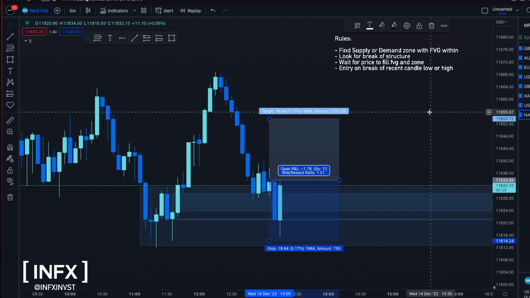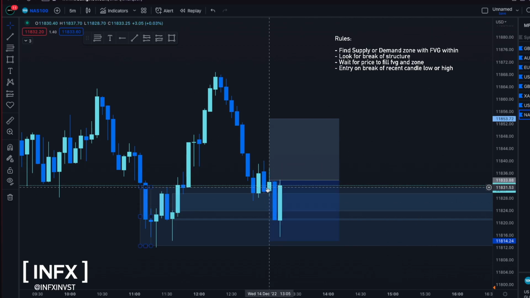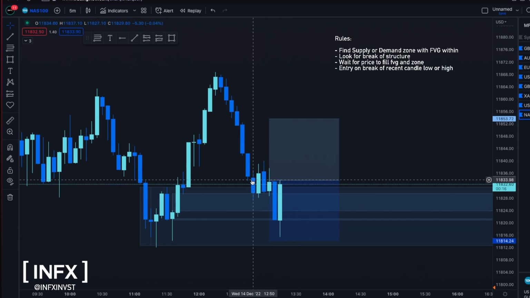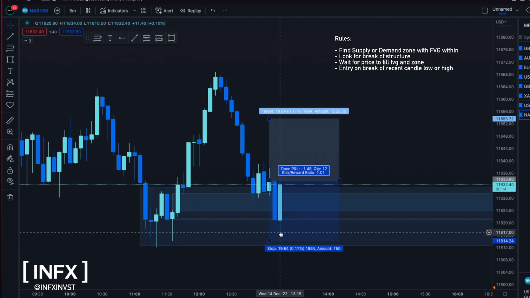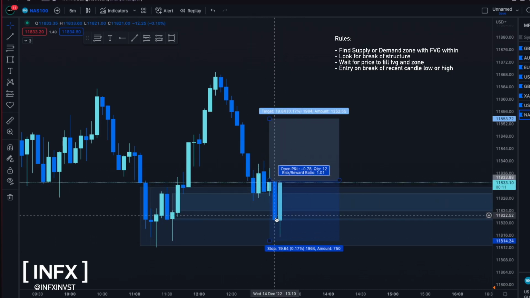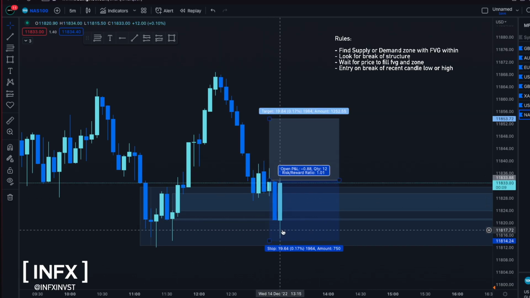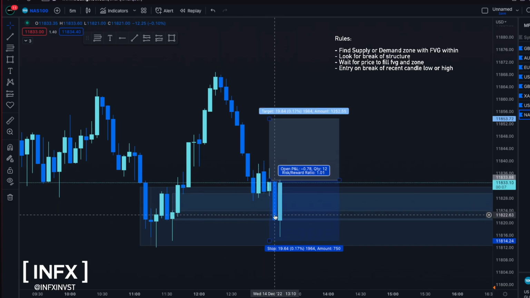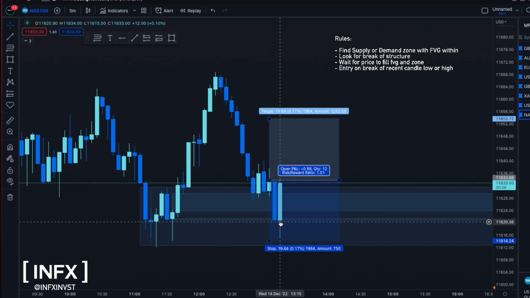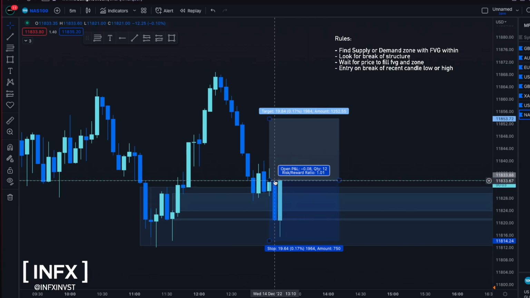Yes, so where was I? Sorry, getting distracted. So I now, instead of entering here and going through all this drawdown or potential stop out, I know that I want to wait for price to fill all the gaps in the zone, and then I have a better opportunity or probability that price is then going to reverse when I get my entry signal, which we've just got because we broke that candle high there.